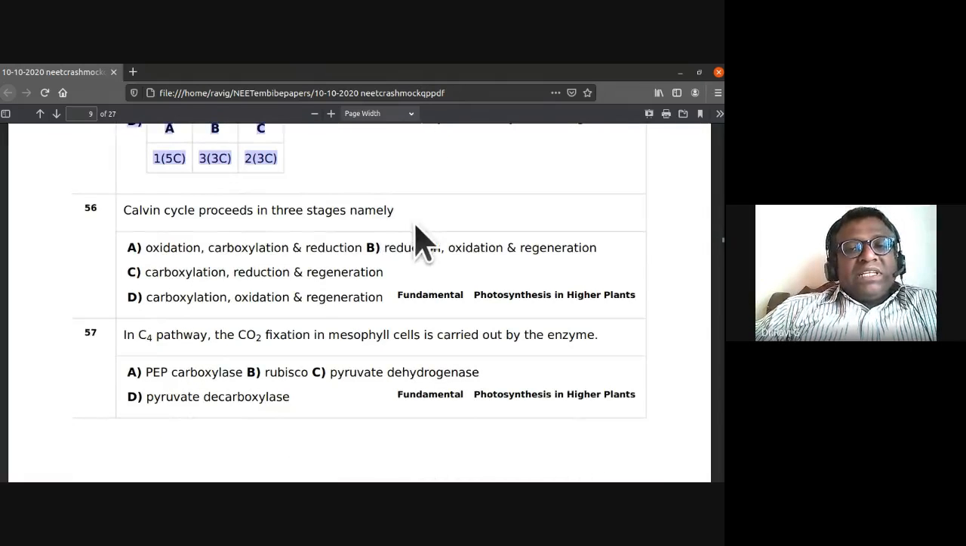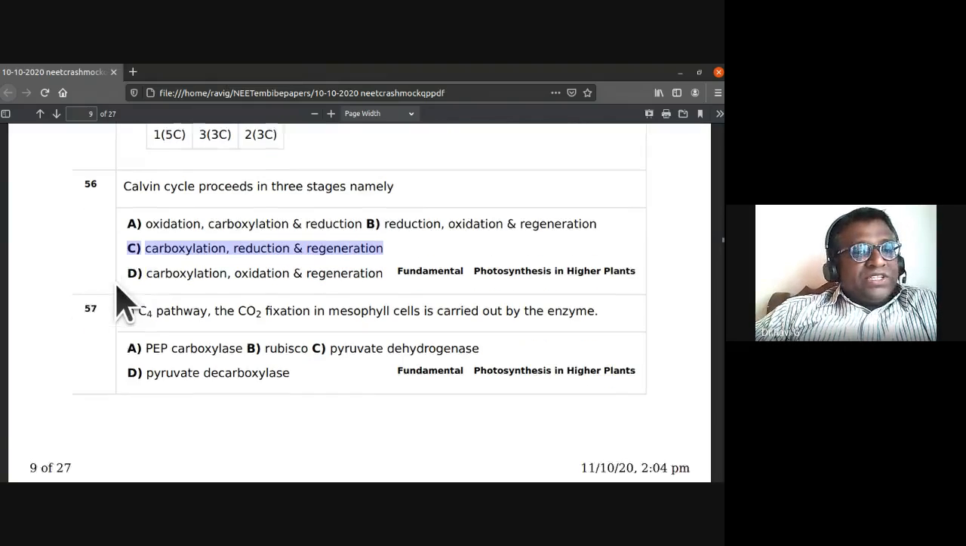Calvin cycle proceeds in 3 stages, namely carboxylation, reduction and regeneration. CRR, carboxylation, reduction and regeneration. So C is the answer, carboxylation, reduction and regeneration.